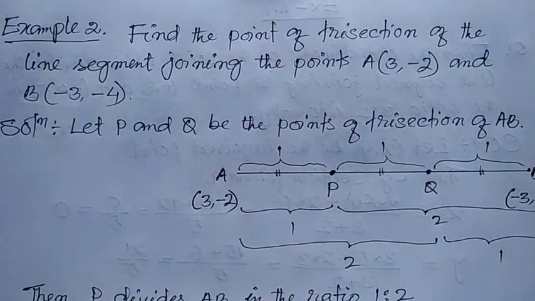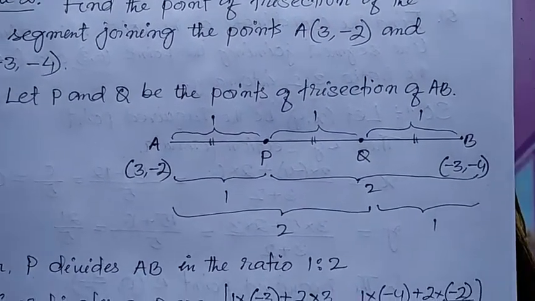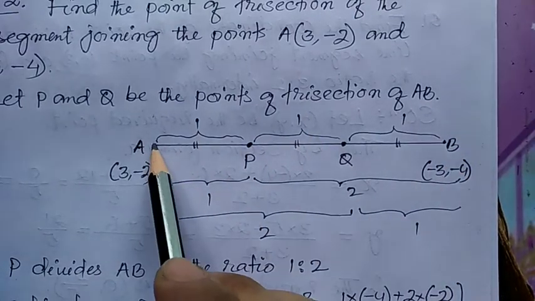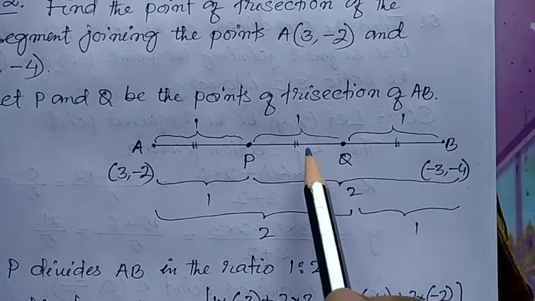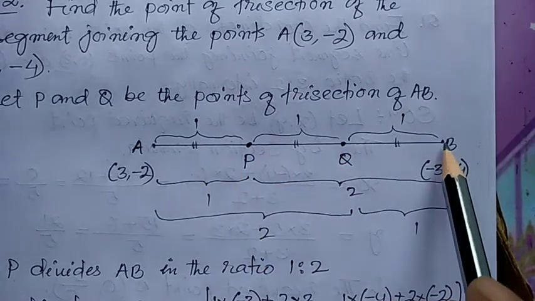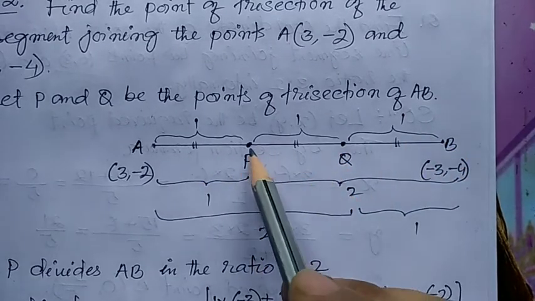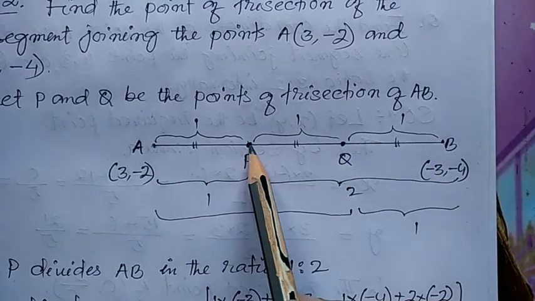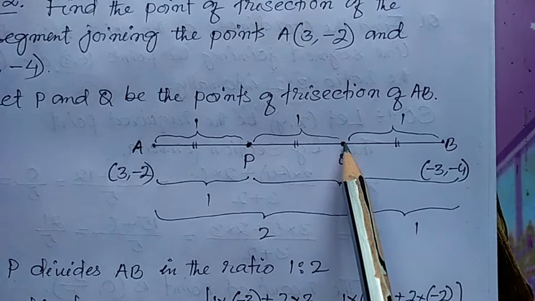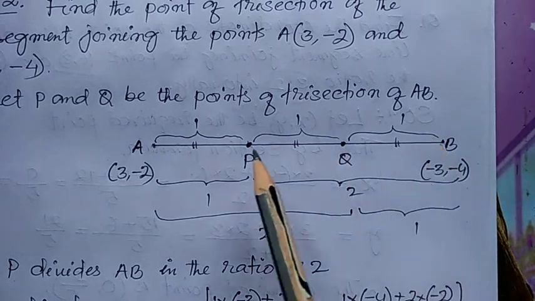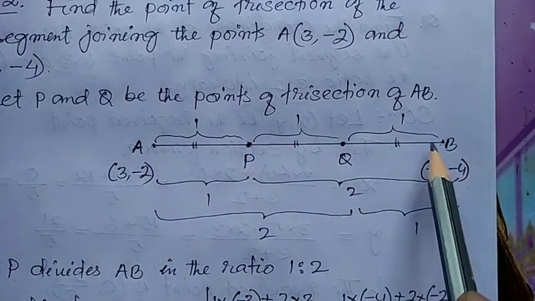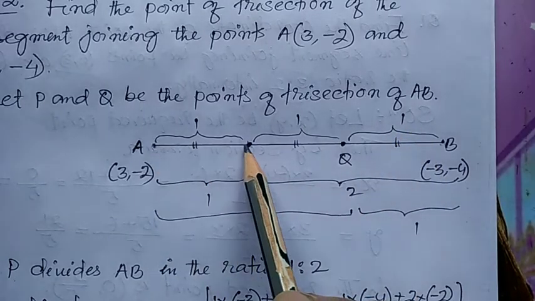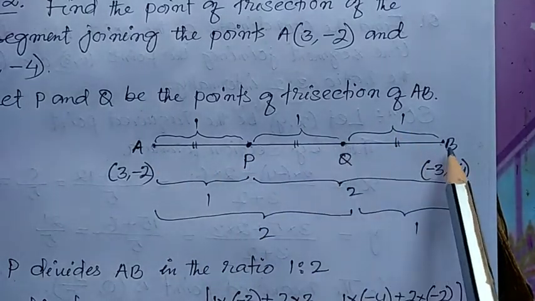So now let's try to understand this. Here is the line segment AB, A one point and B another point. So if we are to trisect this AB, then we have to divide into 3 equal parts. From A to P one part, P to Q another part, and Q to B another part. So here we divide AB into 3 equal parts. I repeat, 3 equal parts. AP is equal to PQ is equal to QB.